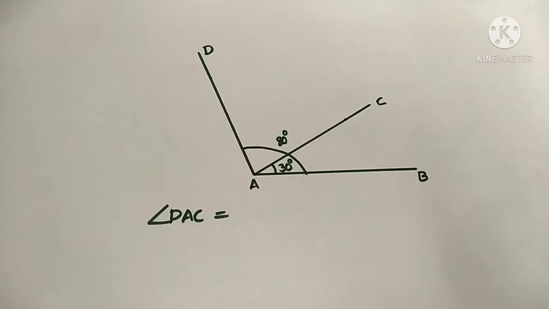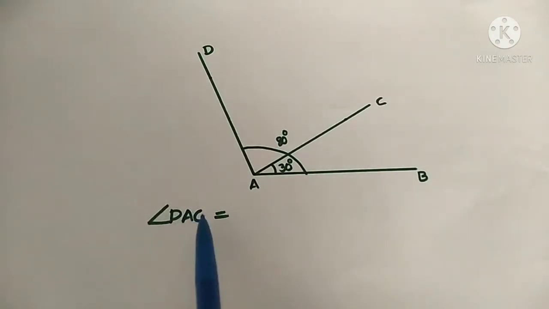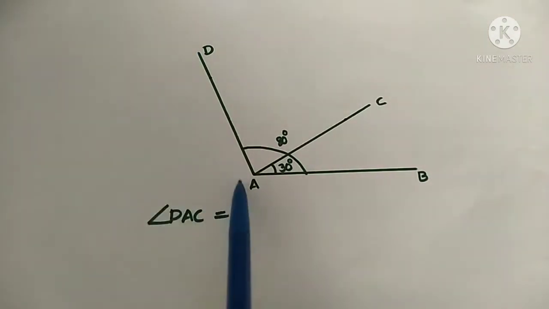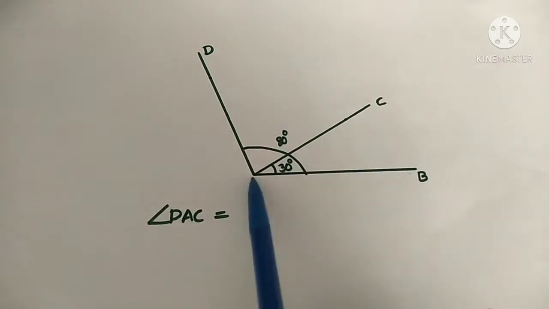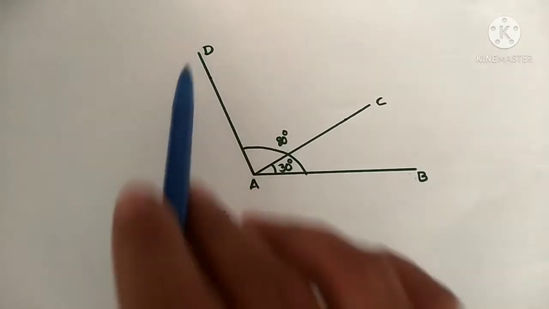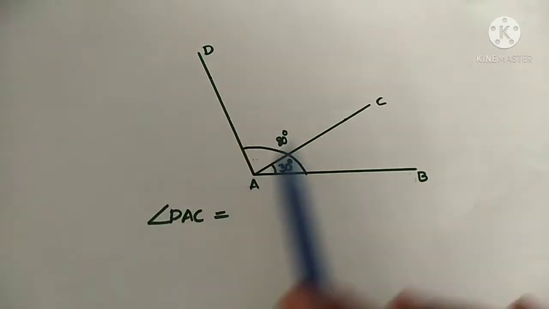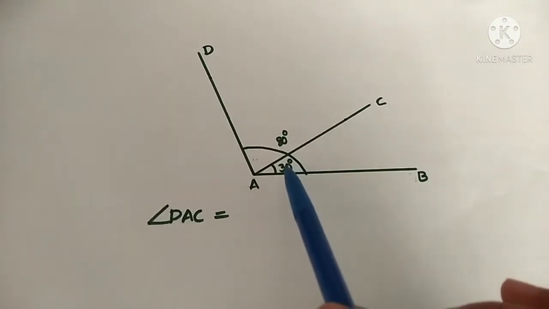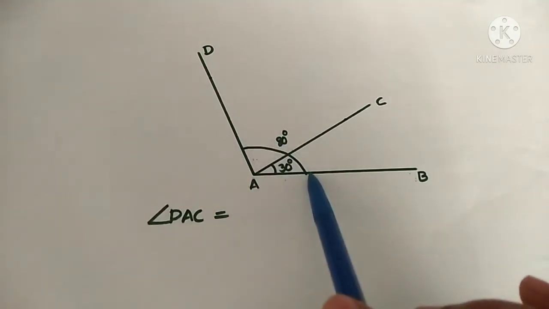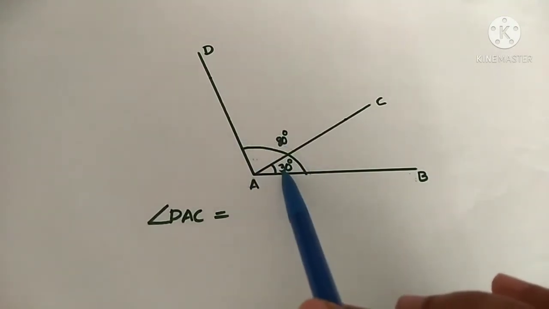See the next question. We have to find angle DAC. Angle DAC we need to find. We know the first angle CAB and the third angle DAB. So we can find this angle DAC by subtracting this first angle from the third angle. From the total we need to subtract this.